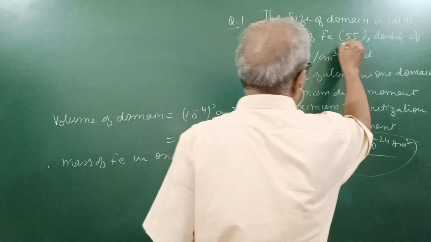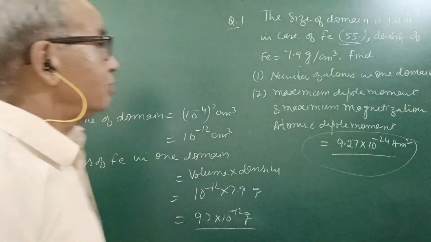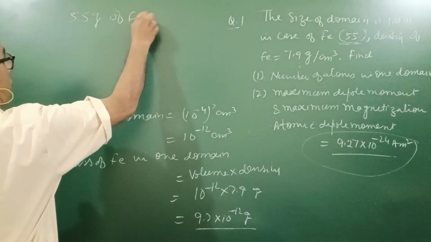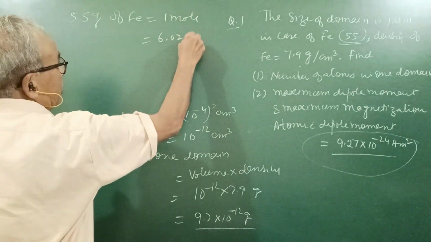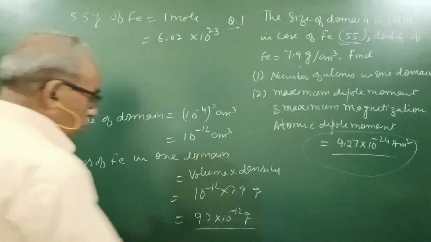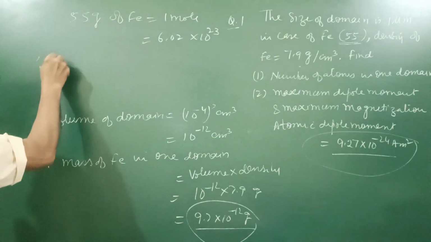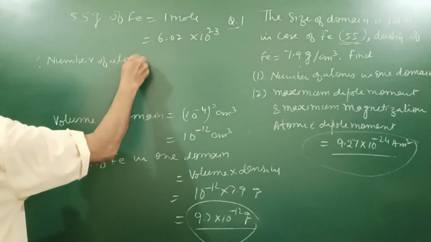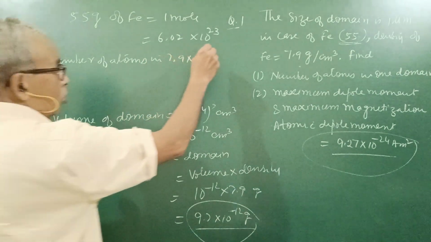Atomic mass is 55 gram. 55 gram of iron is equal to 1 mole of iron, which means 6.023 times 10 to the power 23 atoms. So now, how many atoms are present in this mass? Therefore, the number of atoms in 7.9 times 10 to the power minus 12 gram.